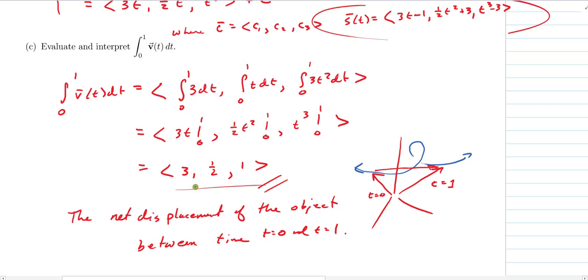Okay. So folks, that was a long example, but hopefully you see how some of your Calc 1 work is going to carry over nicely into this course.